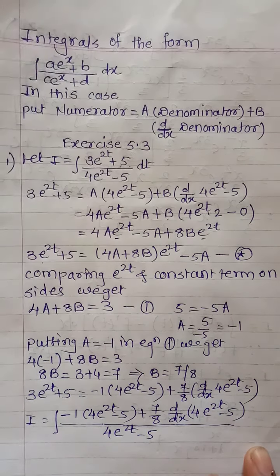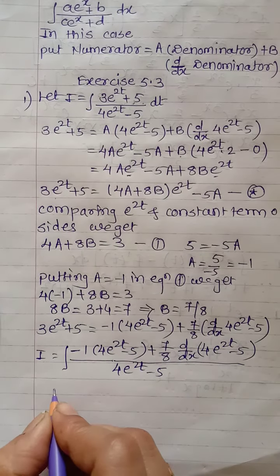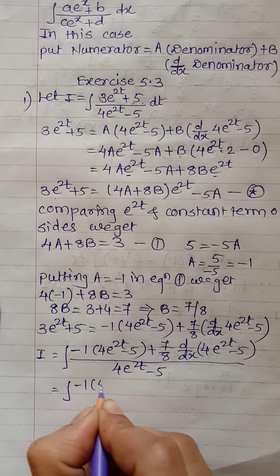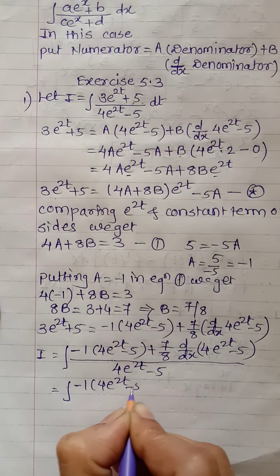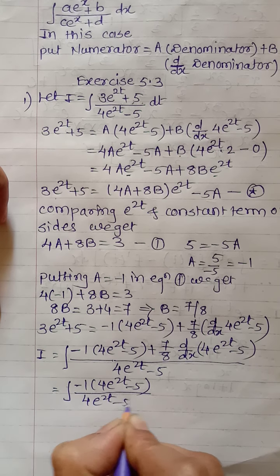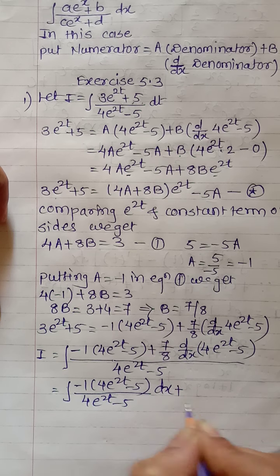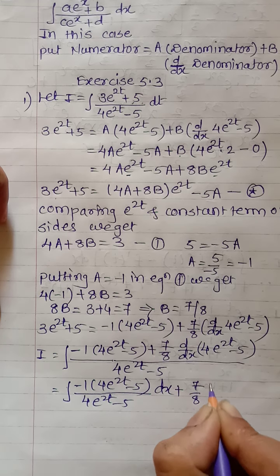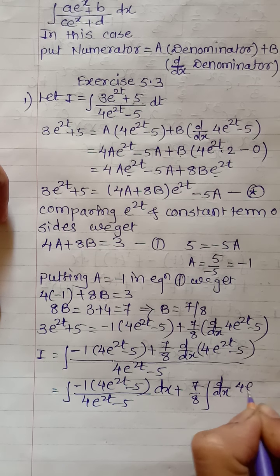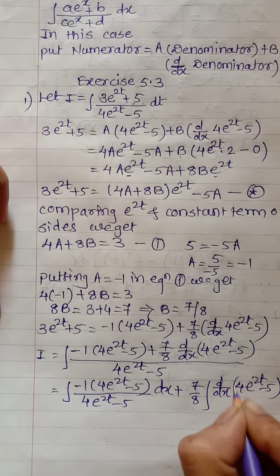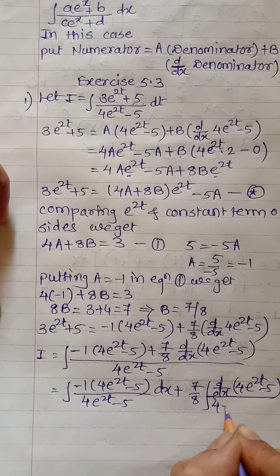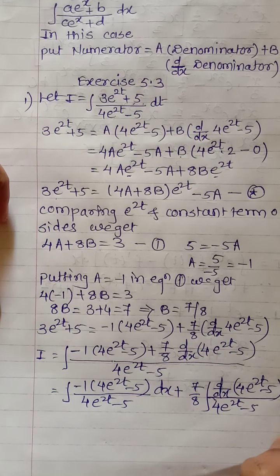Now if we separate this, then this can be written as minus of (4 e^(2t) - 5) upon (4 e^(2t) - 5) dt. We separate it, plus 7 upon 8 into d by dt of (4 e^(2t) - 5), okay, upon (4 e^(2t) - 5) dt.